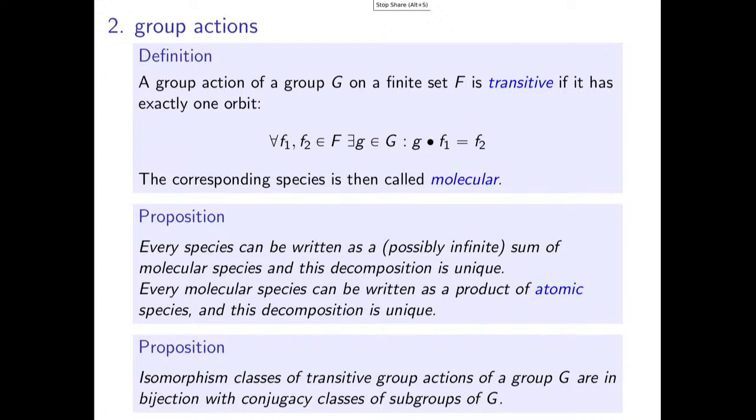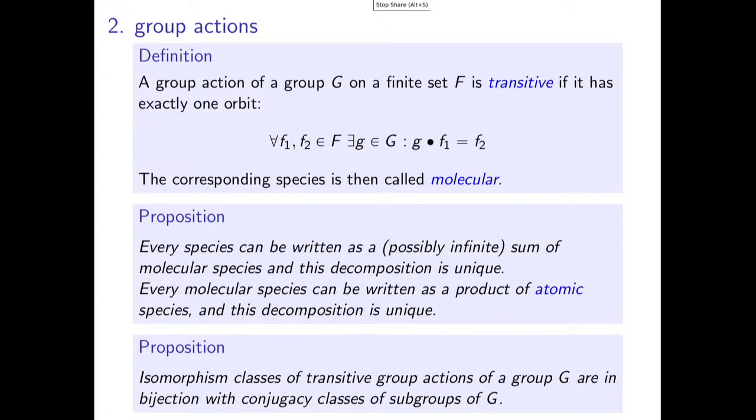And I mentioned this already. Isomorphism classes of transitive group actions of a group G are in bijection with conjugacy classes of subgroups of G. So actually, what does this tell you? You can list all of them. It's easy, or not computationally, but for the programmer, it's easy to list all species of given size, all atomic species.